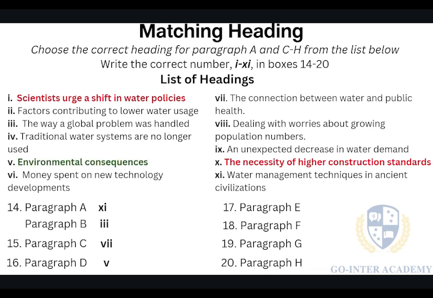Environmental consequences. As we looked at earlier, paragraph D looked at human consequences and the disrupted ecosystem caused by reservoirs and water policies. All of these fall under negative environmental and social impacts due to water mismanagement. So this heading, environmental consequences, is the best match for paragraph D. So heading 5 is the correct answer.